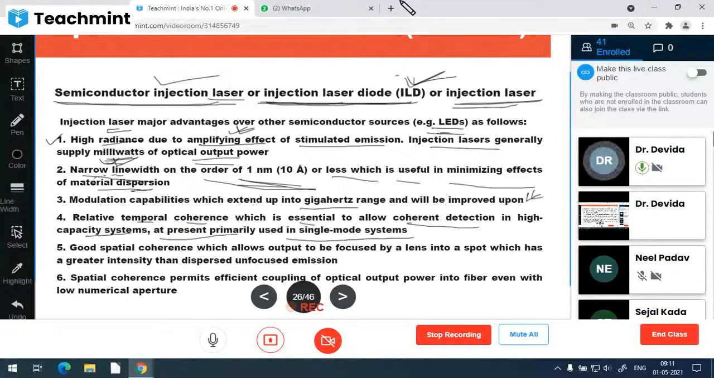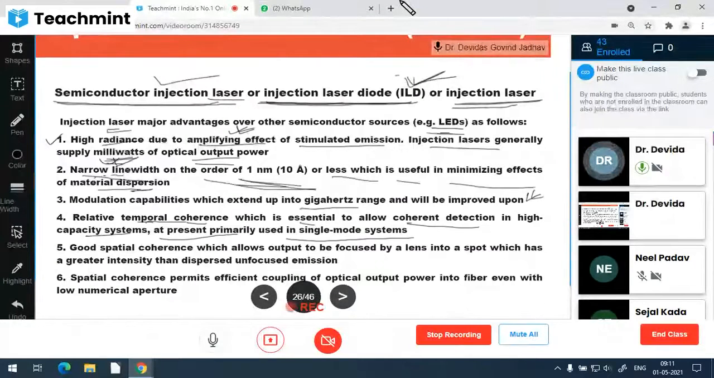Presently, coherent detection in high capacity systems is used in the single mode system, but it requires relative temporal coherence. So these lasers have relatively higher temporal coherence as compared to LEDs. Temporal means time based coherence, time in phase photons. As the LED is a random process, it is spontaneous emission, no temporal coherence at all is observed in the LED. At any time, the spontaneous emission of any photon at any region can take place.